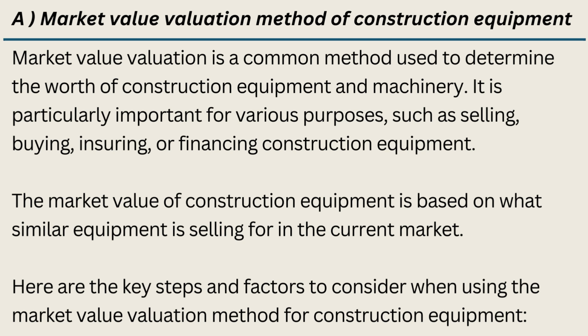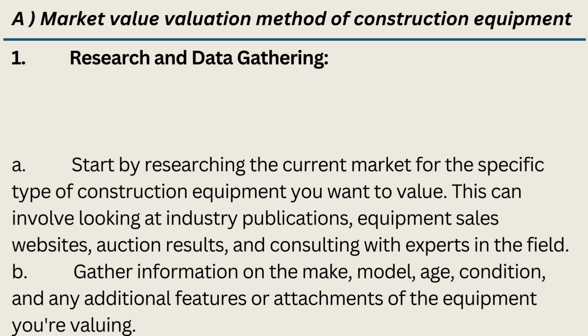Here are the key steps and factors to consider when using the market value valuation method for construction equipment. 1. Research and data gathering. A. Start by researching the current market for the specific type of construction equipment you want to value. This can involve looking at industry publications, equipment sales websites, auction results, and consulting with experts in the field. B. Gather information on the make, model, age, condition, and any additional features or attachments of the equipment you're valuing.